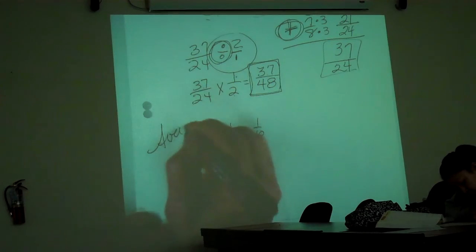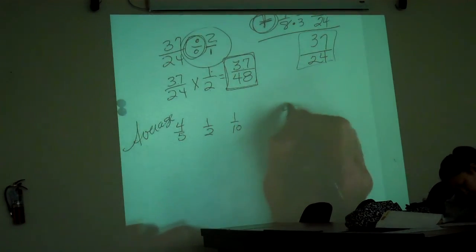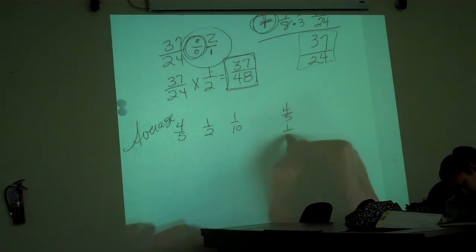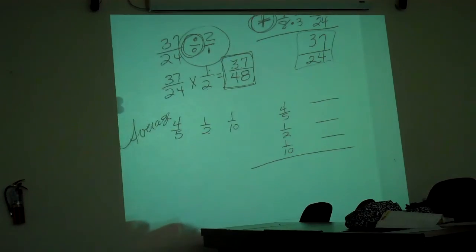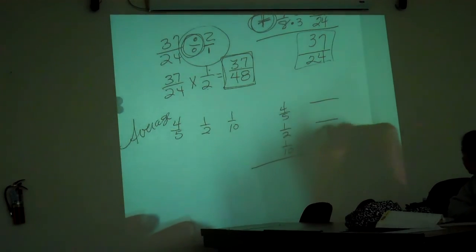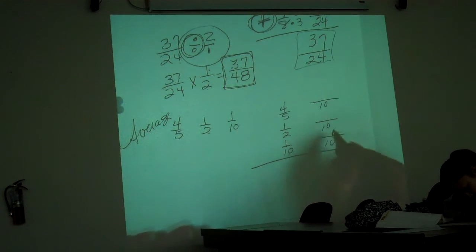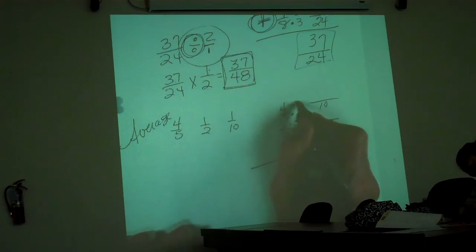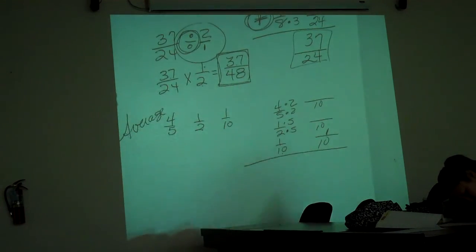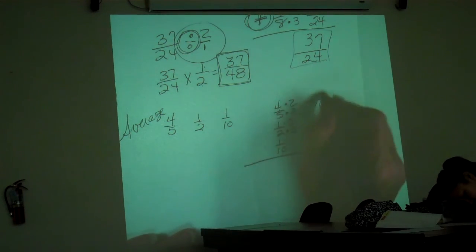The average. Okay, I'm going to write them up and down so we get our common denominator. 4/5, 1/2, and 1/10. Common denominator is 10. 10, 10, 10. This stays the same, still a 1 on top. 2 is times 5. 5 is going to be times 2. 2 times 5 is 10. 1 times 5 is 5. 5 times 2 is 10. 4 times 2 is 8.